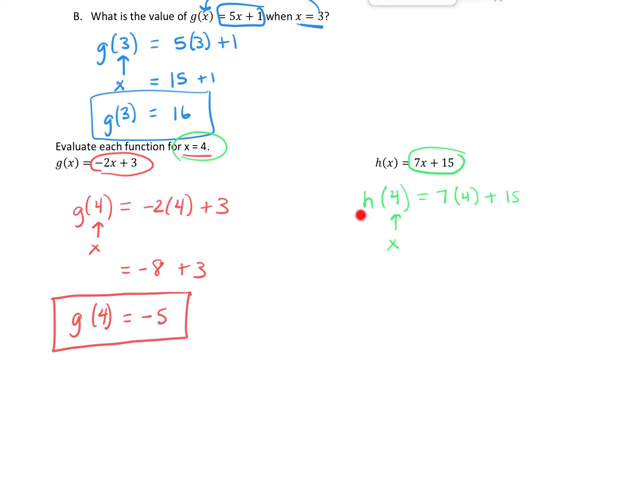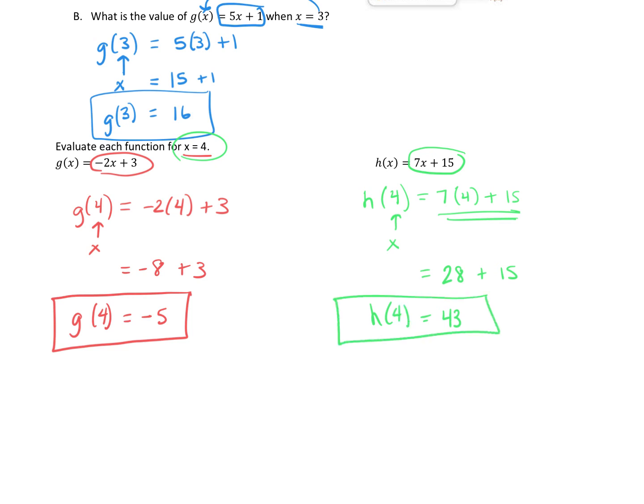Are we going to do any math over here on the left? No, we are not. That's just our label. We're going to do the math over here on the right. Order of operations, we would do 7 times 4 first, which is 28. Carry down our plus 15. And then 28 plus 15 gives us 43. So h of 4 equals 43.